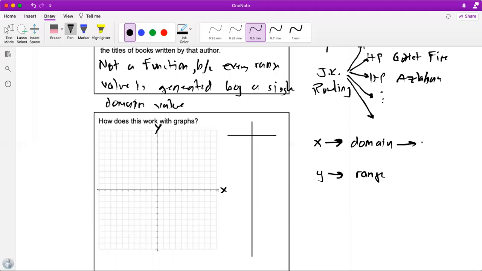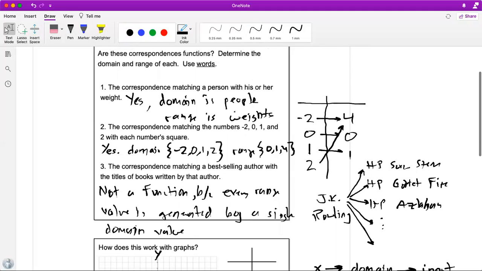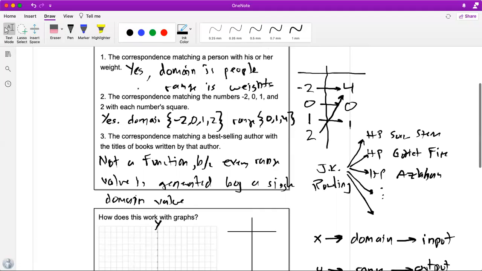And the domain is like the input. Range is the output. Like up here, the domain was the people, and that's what you start with. You're like, here's a person, how much do they weigh? And the input here was, here's a number, what is its square? So the input is the people, the input is the numbers, the input is the author's name.